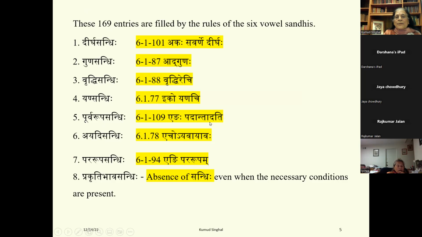These highlighted in yellow are the corresponding Panini sutras. These 2 Sandhis, Pararupa Sandhi applies to the prefixes, and Prakriti Bhava Sandhi, the 8th one, actually, this is not a Sandhi. It is an absence of Sandhi, meaning even sometimes, in some cases, when the necessary conditions are present, Sandhi does not happen.